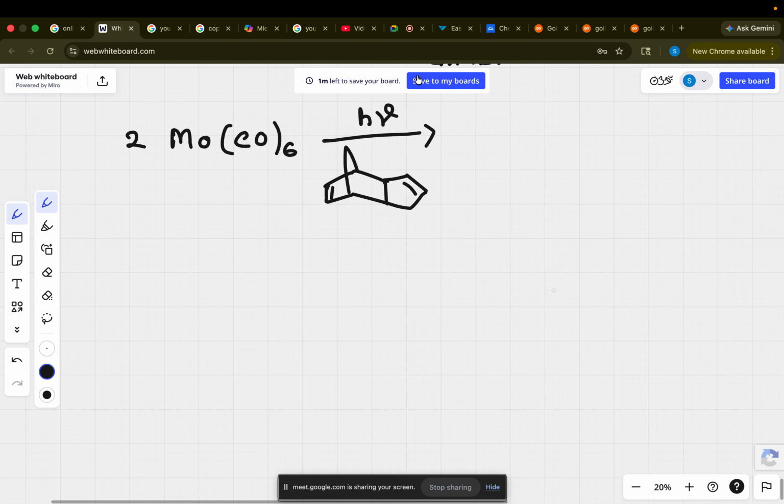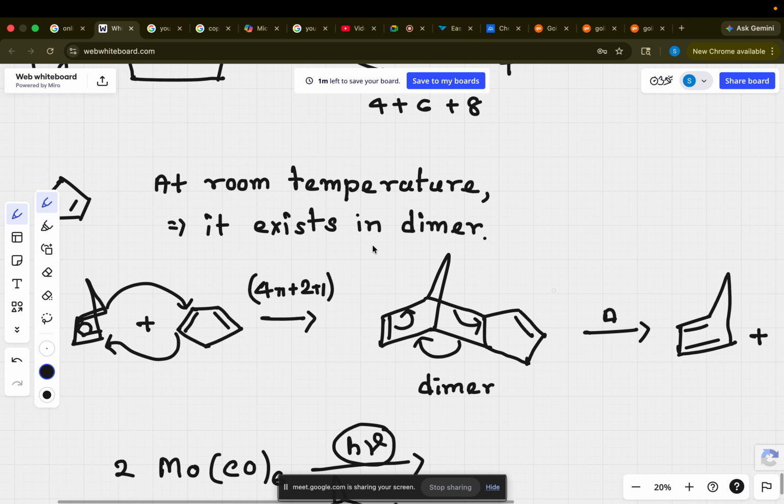Tell me what will happen. So here, if I mention this h nu, that means in presence of light you are providing some energy, and if you provide some energy, this dimer will now give you two monomers. So basically the pericyclic reaction will happen, and you will get 2 cyclopentadienyl rings back. This reaction will happen.